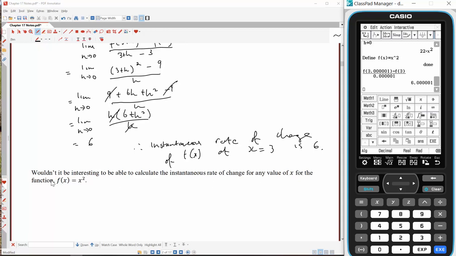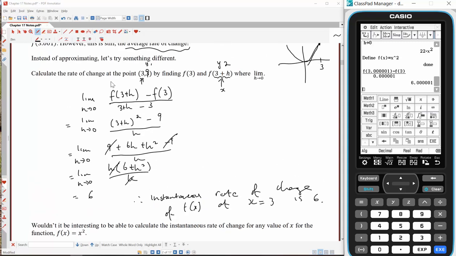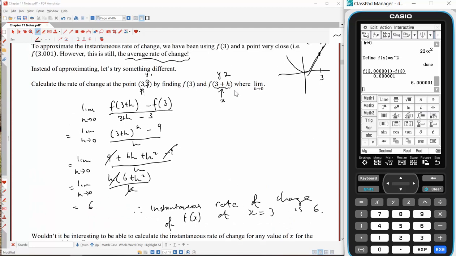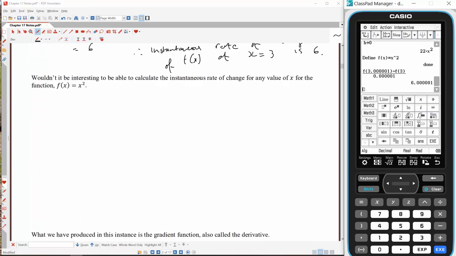Wouldn't it be interesting to be able to calculate the instantaneous rate of change for any value of x for the function f of x equals x squared? Well, I think so, because that would be a new function, and what that would tell us is the instantaneous rate of change for any value of x. This one here is specifically for x equals 3. We're working it out at the point x equals 3, and we know that the gradient is 6, so the instantaneous rate of change is 6. All right, but what about if I could work it out anywhere along here? We're going to do that right now.